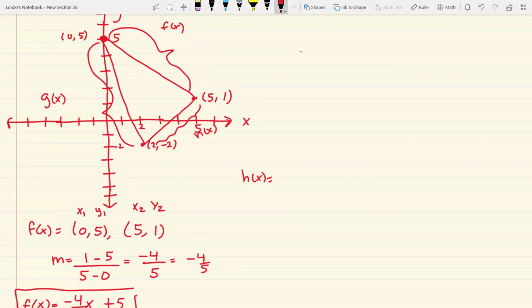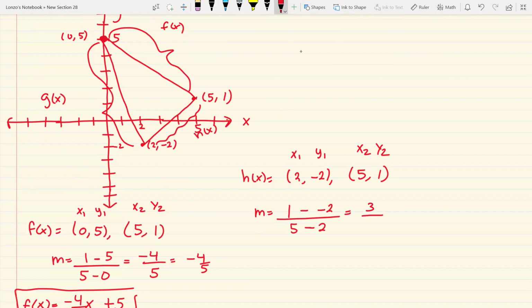So h of x goes through the points 2, -2 and 5, 1. So just like the other one, we've got to find the slope. There's x1, y1, x2, y2. So my slope is going to be y2, 1, minus y1, and then this is 5 minus 2. 2 negatives becomes a positive, that's 3. And then 5 minus 2 is 3, which is 1. So our slope is 1, but this time they do not give us your b. So it's going to be 1x plus b.